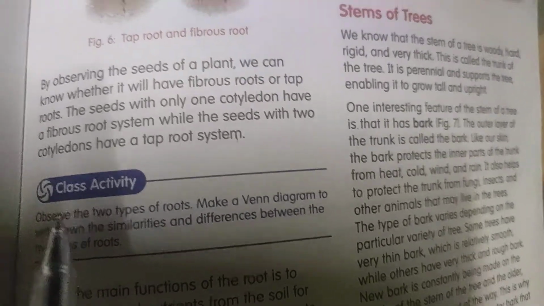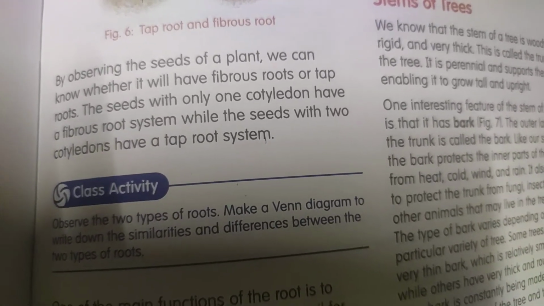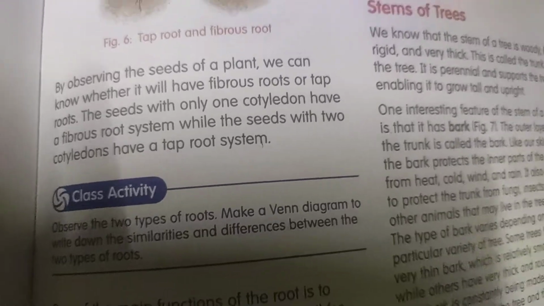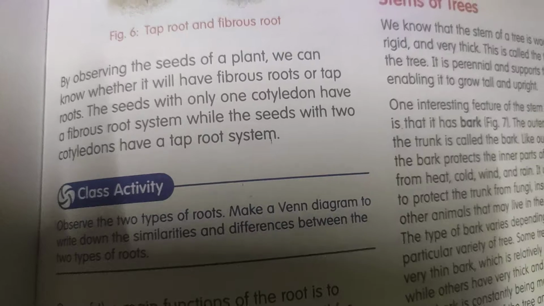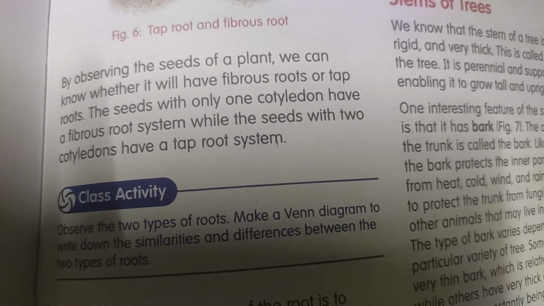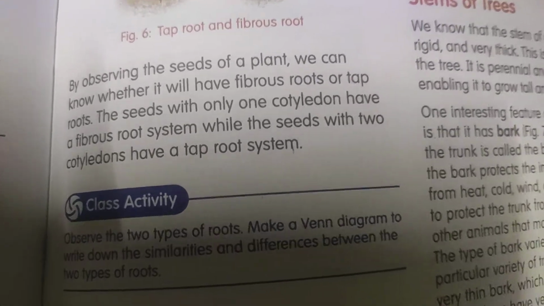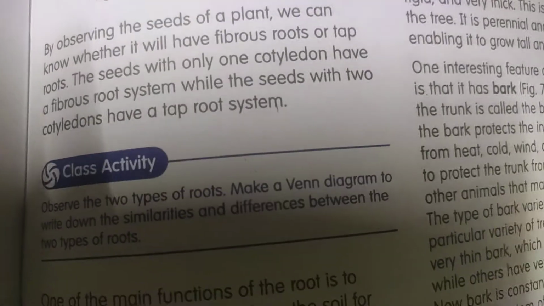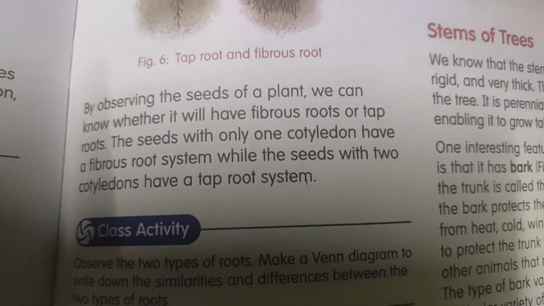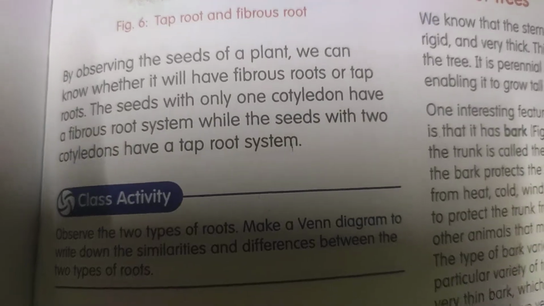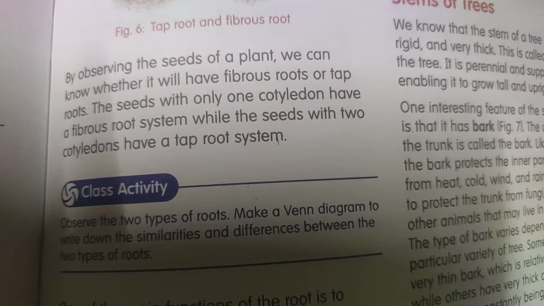By seeing the seed itself, we can say whether that plant belongs to taproot or fibrous root. Again, what is taproot? What is fibrous root? Taproot is a straight main root with many branches coming from that single root. Fibrous root is a bunch of fiber-like lines. By seeing the seed itself, you can say whether it belongs to a taproot system or fibrous root system.